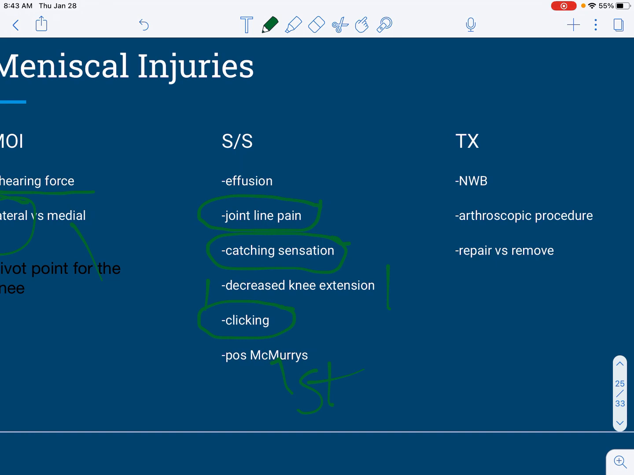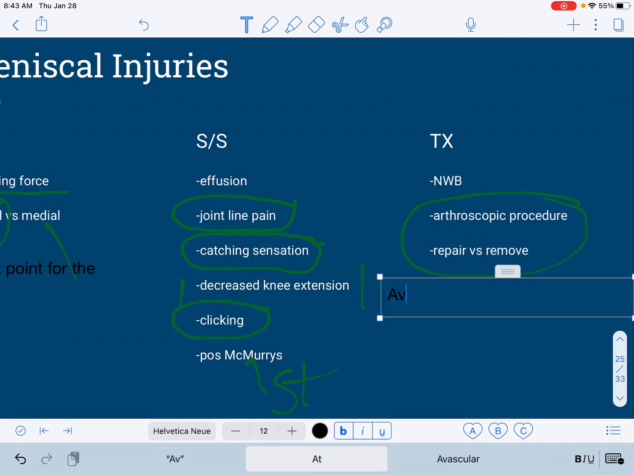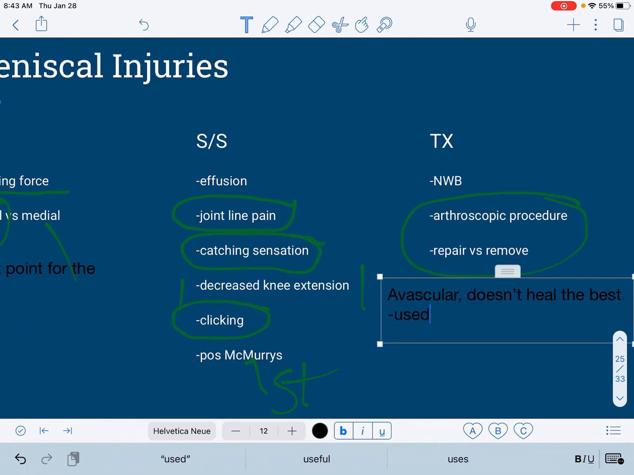Treatment would be NWB, which is non-weight bearing, because when you're standing up, you're putting pressure on that meniscus, irritating that meniscus. So treatment, this whole thing is changing. Before, when somebody tore their meniscus, they'd do an arthroscopic procedure. First of all, I should say that the meniscus is avascular, or most of it anyway, so it doesn't heal the best.